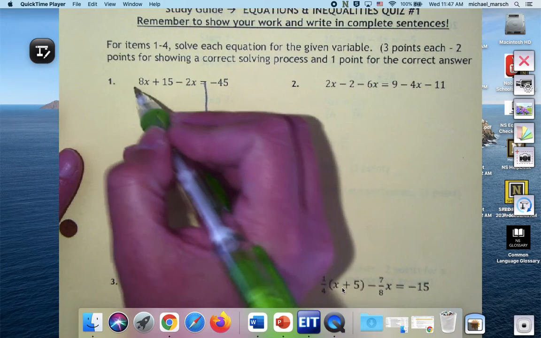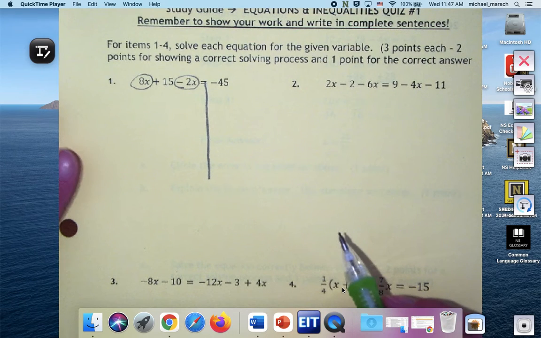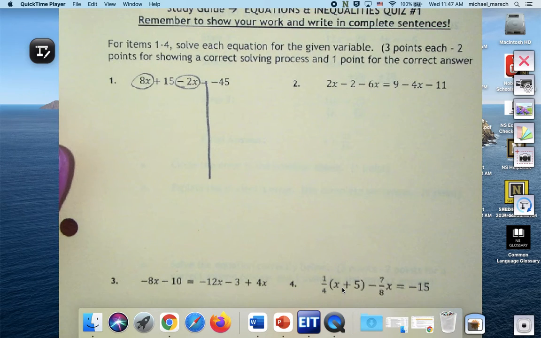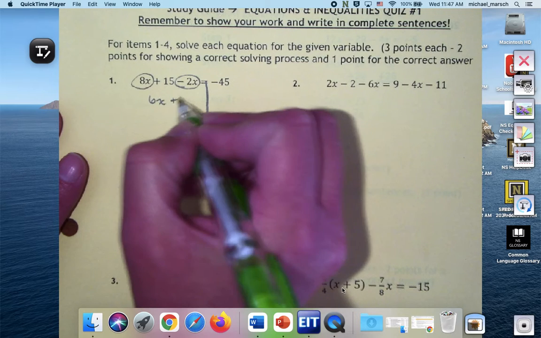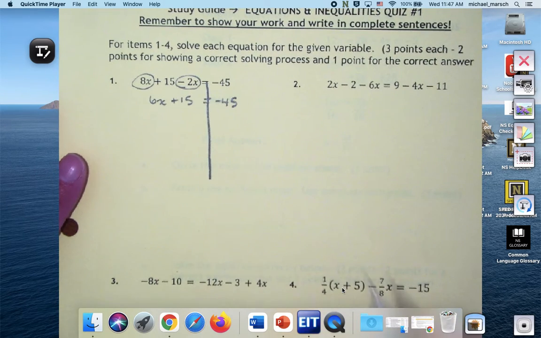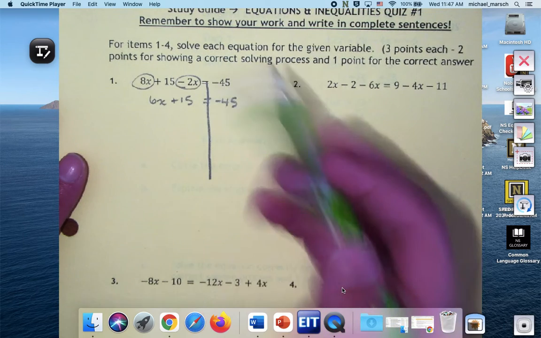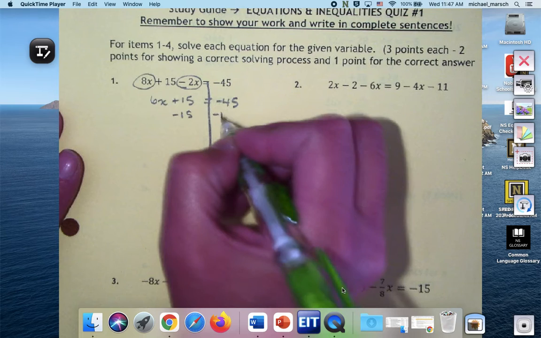I'm going to look at my like terms, 8x and negative 2x. They're on the same side, so I just combine them. 8 minus 2 is a positive 6, plus 15 equals negative 45. I'm going to subtract 15 from both sides.